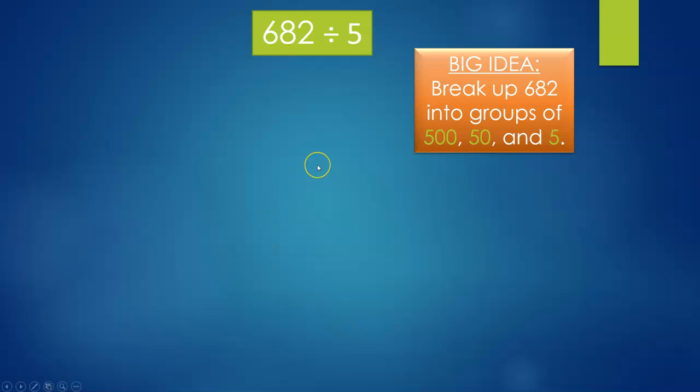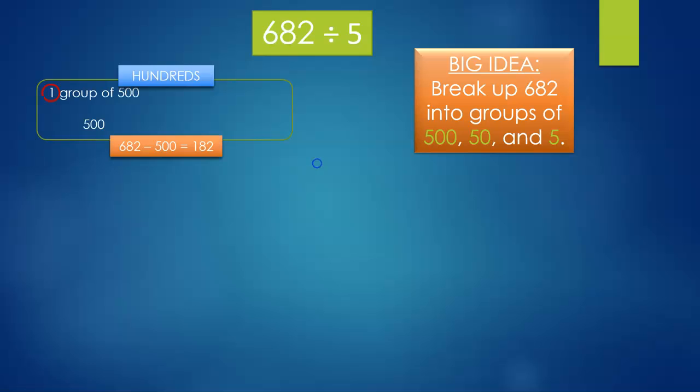And hopefully this will be fun for you to see how it makes sense. And it's a pretty easy process once you get the hang of it. Okay, so 682. How many groups of 500 can we fit into there? So you can fit one 500 into 682.